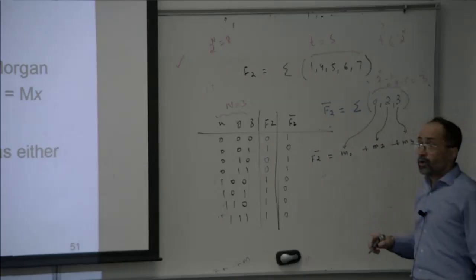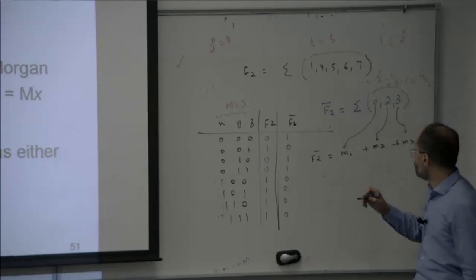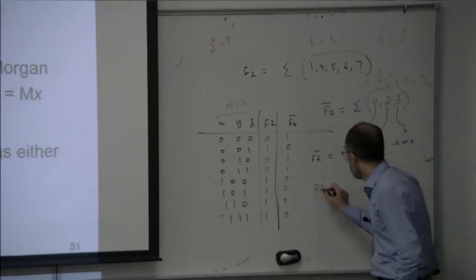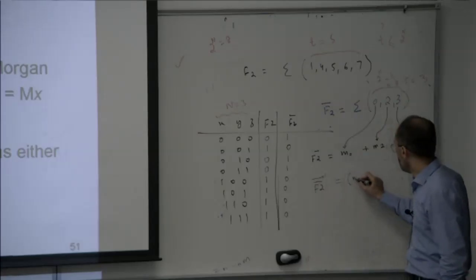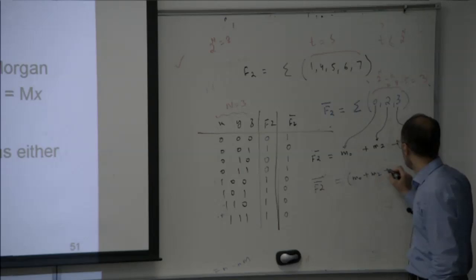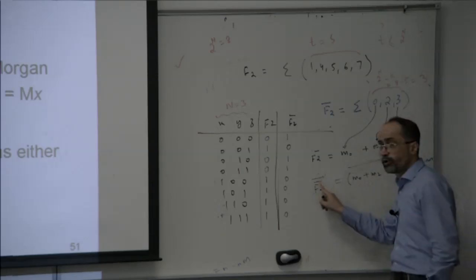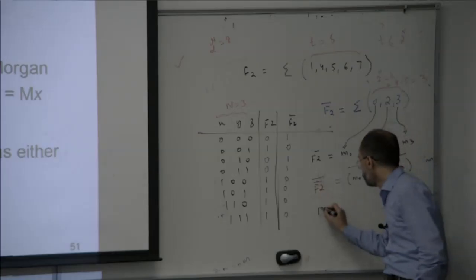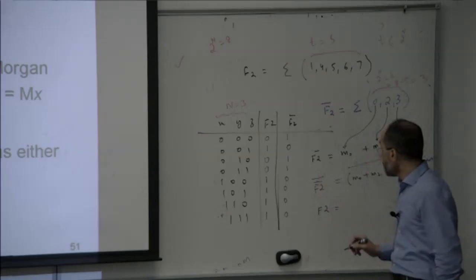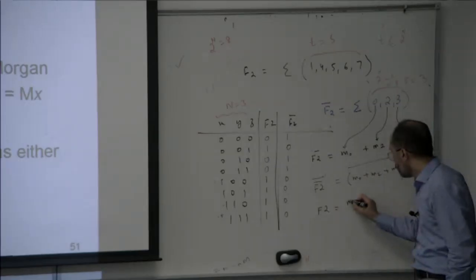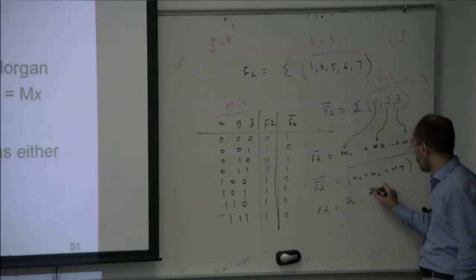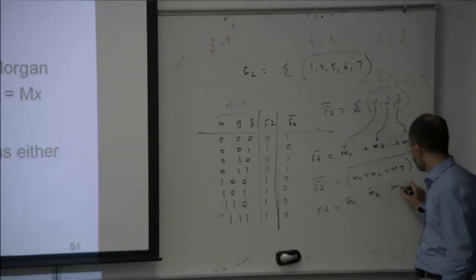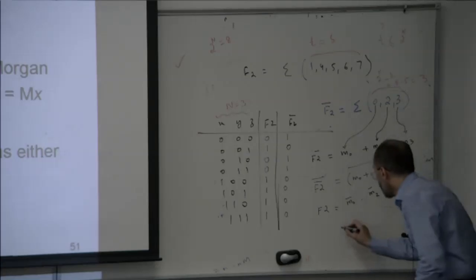Okay. Now we want to find f2. So can we say f2 bar whole bar is equal to what? m0 plus m2 plus m3, whole bar. And when it's f2 double bar, it becomes what? f2. So f2 is equal to m0 bar dot what? Dot what? m3 bar.